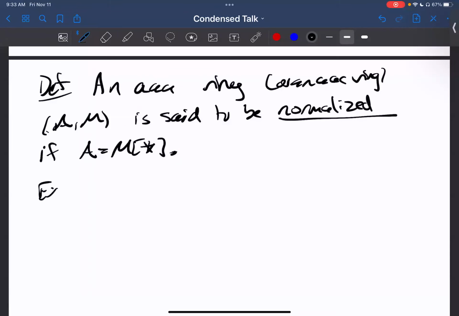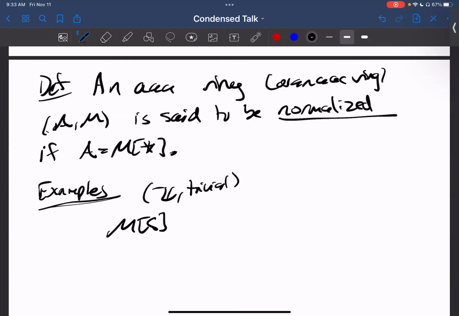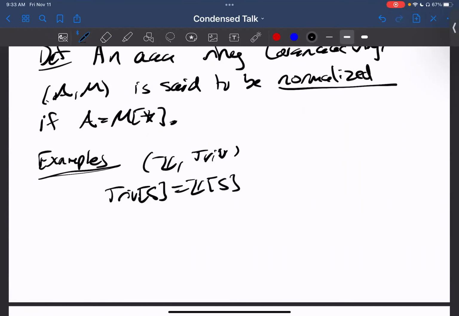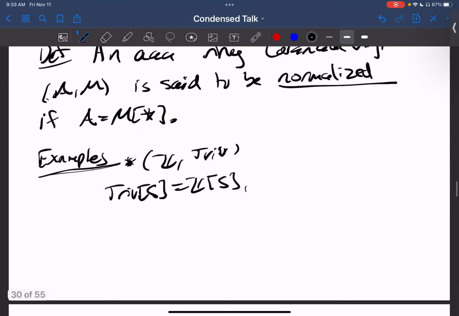So we have this, for example, with Z with trivial measures. So trivial measures just means that M of S here, let me call this triv, I'm making this notation up as we go, this is not standard notation. So here, triv of S is just going to be Z of S. So this just means that we're taking the category of condensed abelian groups, or rather the derived category of those. And this is normalized because triv of a point is equal to Z.